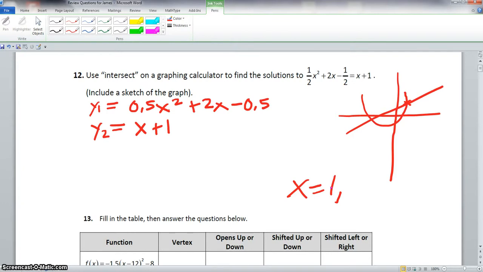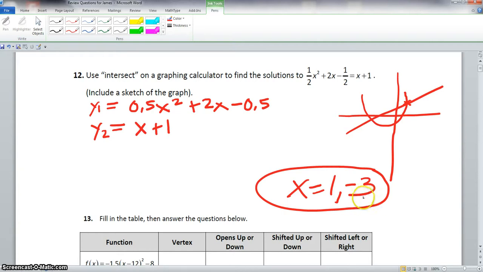Now let's go back through that again. You were supposed to press second and trace. And then you're supposed to press the right arrow until you get where the graph intersects again. And then you will press enter 3 times. And that will give you your other x value, which would be -3. Now, this is the answer here. X is 1 and also x is -3.